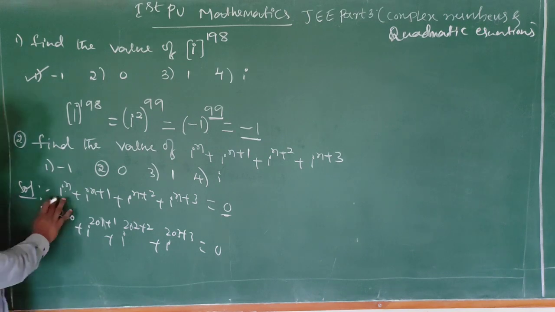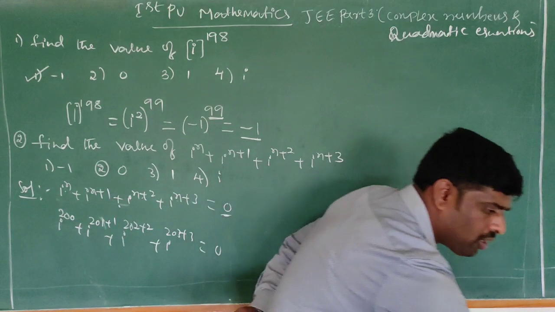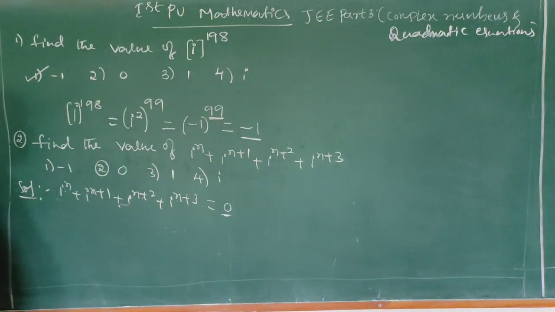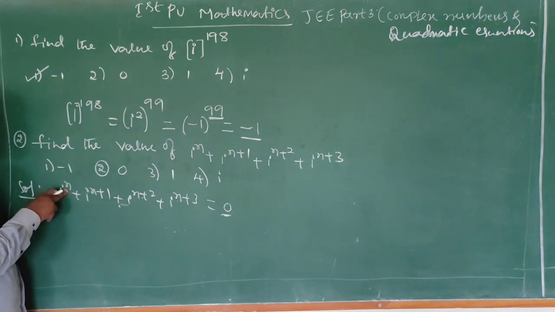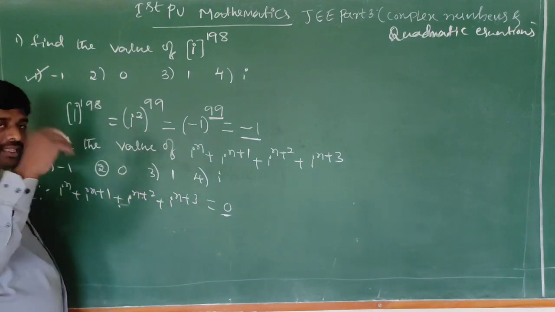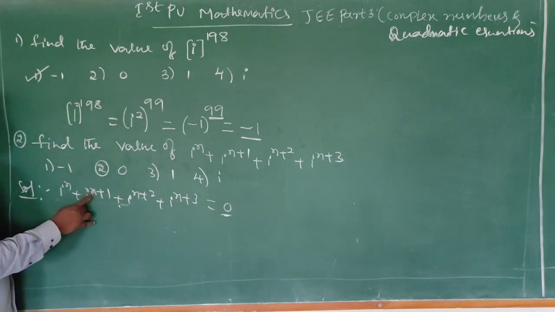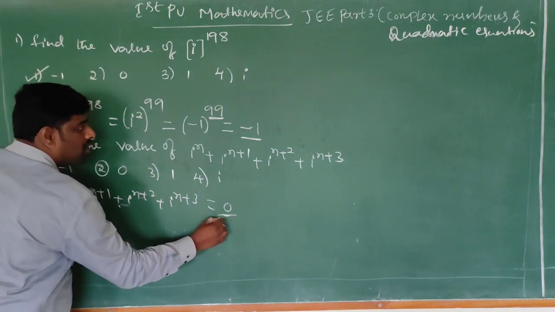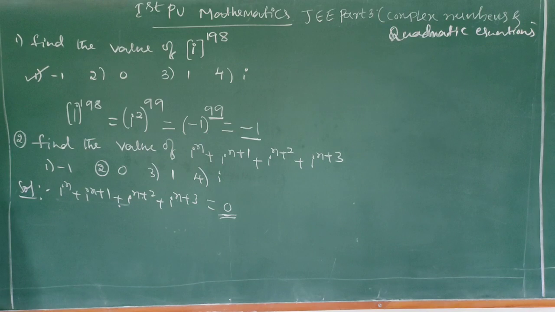That means you can give any 4 consecutive numbers. This is very standard. Suppose n is equal to 100, you give 100, 101, 102, 103. Otherwise we can give 300, 301, 302, 303 and simplify. You will get 0.